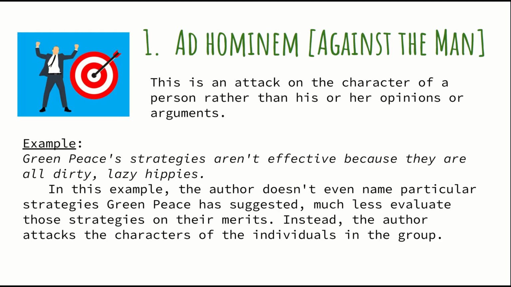An example: Greenpeace's strategies aren't effective because they're all dirty, lazy hippies. In this example, the author doesn't name any particular strategies that Greenpeace has suggested, which the first part of their sentence set up. If the strategies aren't effective, then talk about the strategies. Instead, the author attacks the characters of the individuals in the group. So they're attacking people instead of ideas. That is a flaw, that is a mistake, and so you could call them out on it and say, well, tell me about the strategies.